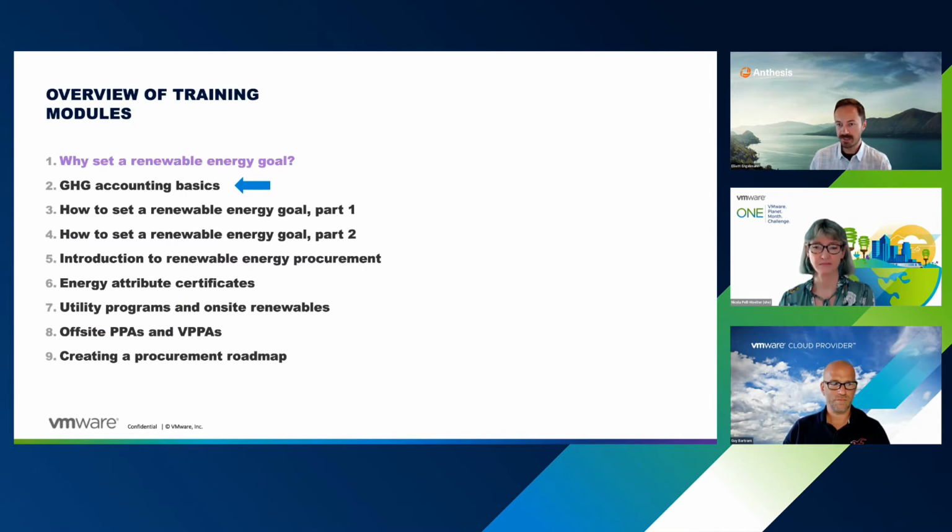So as you can see, this is the second module of 9 modules. In later modules, we're going to be getting into more of how to set a renewable energy goal, both internally and externally. We're going to be looking into what renewable energy is, the different types of renewable energy procurements, inclusive of energy attribute certificates, utility programs, on-site renewables, and power purchase agreements. And then we're going to wrap up the module series with how to create a renewable energy procurement roadmap.